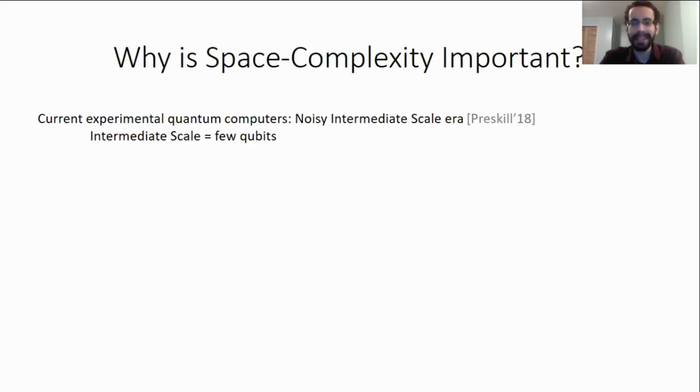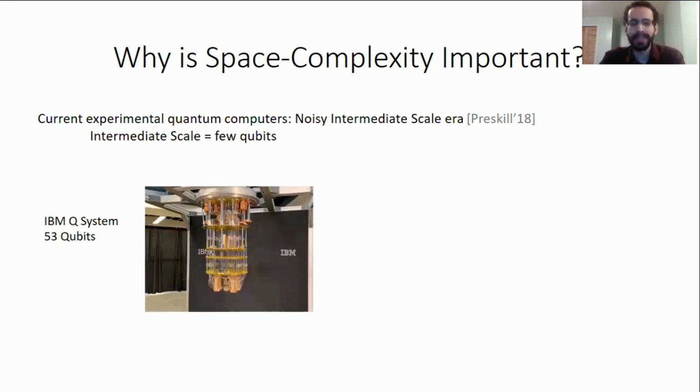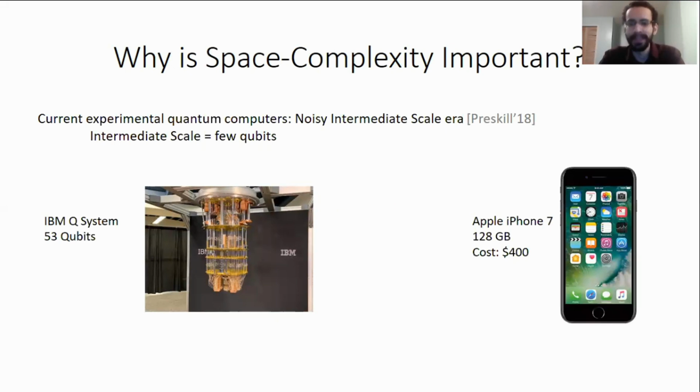And after several decades of progress, we've entered what John Preskill calls the noisy intermediate scale era of quantum computation, where here intermediate scale refers to the fact that these quantum computers have few qubits. For example, consider a current state-of-the-art quantum computer, IBM's Q system, which has 53 qubits. To put that number in perspective, we can compare this state-of-the-art quantum computer with a not at all state-of-the-art classical computer, Apple's iPhone 7, which has 128 gigabytes of memory and has a retail cost of something like $400.